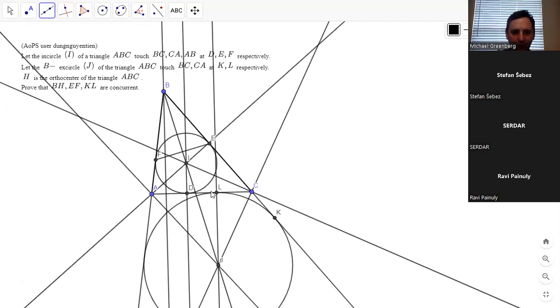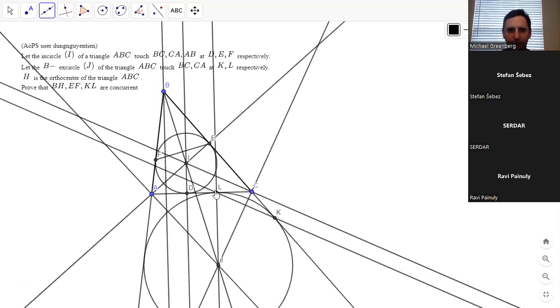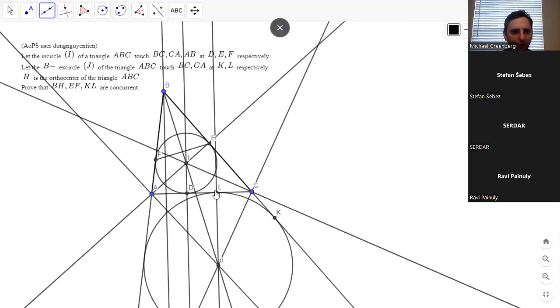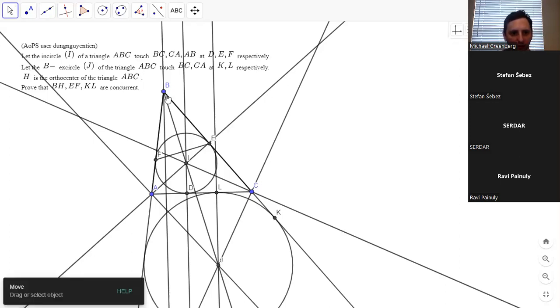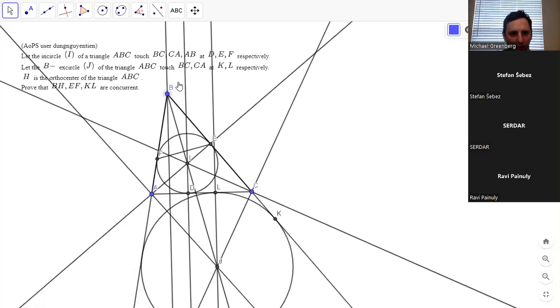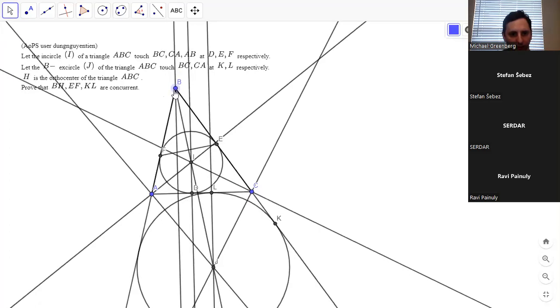So BH, EF and KL. What did I do wrong here? So DEF. It's tangent to BC and CA at K and L. Did I do everything in this problem right?